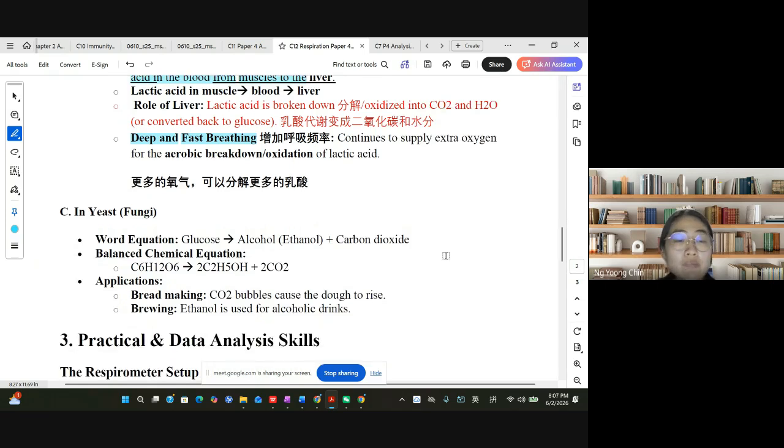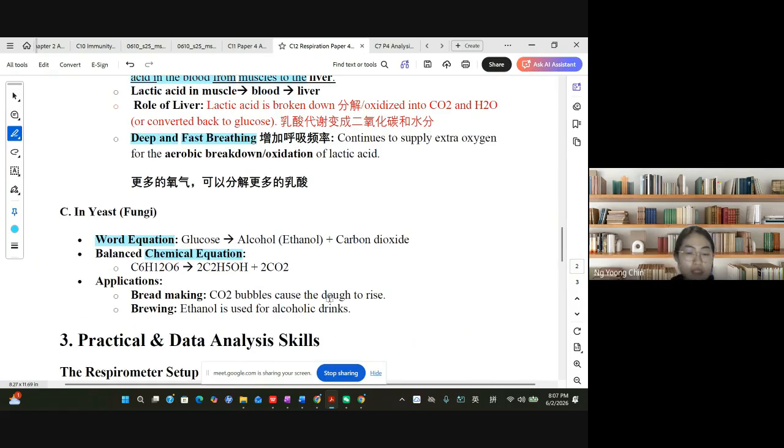And then sometimes they'll come out with yeast and fungi. So this is the equation, the word equation. When they ask you to write the word equation, you write glucose, put an arrow, and then write alcohol, ethanol, plus carbon dioxide in words form. But whenever they ask you to write the chemical equation, it becomes C6H12O6 to C2H5OH plus CO2.